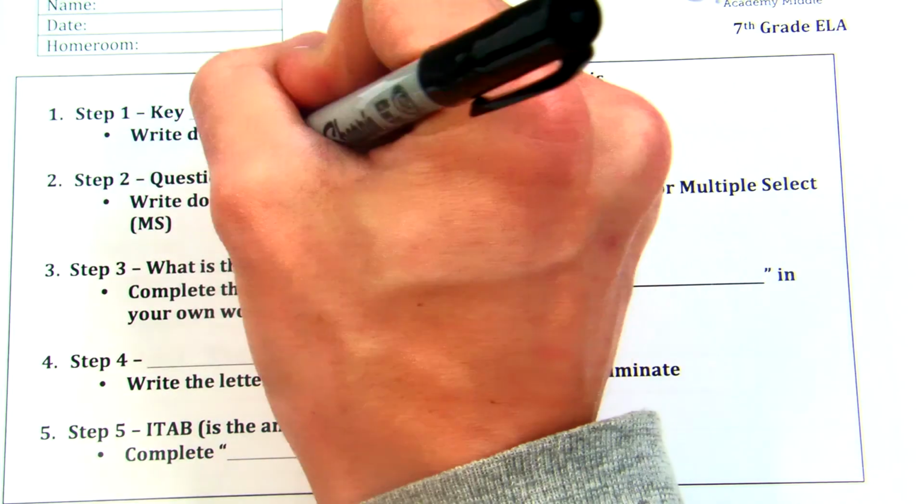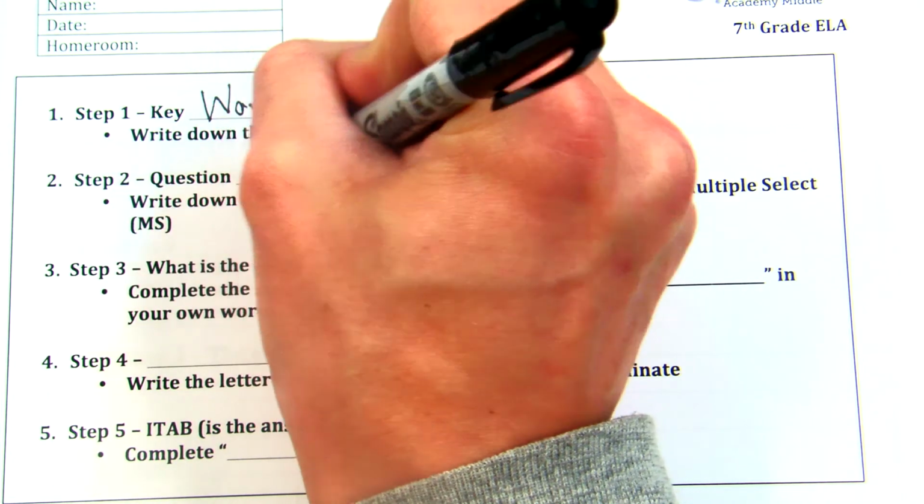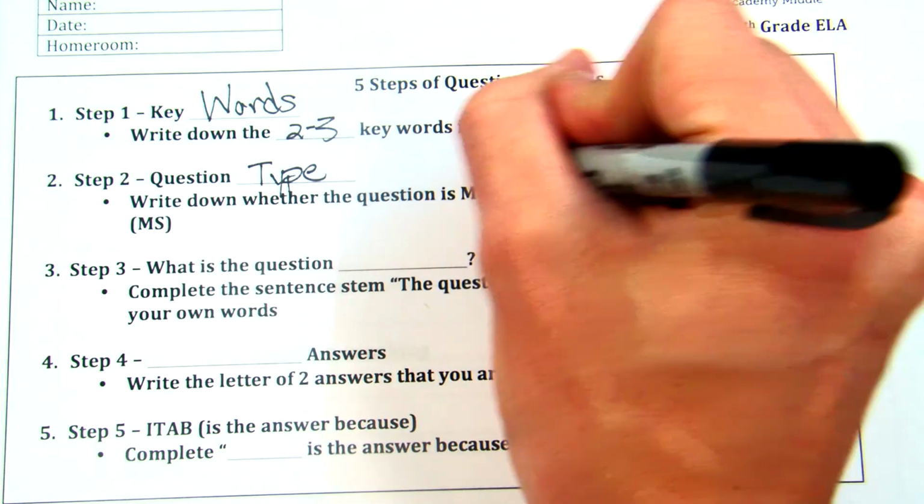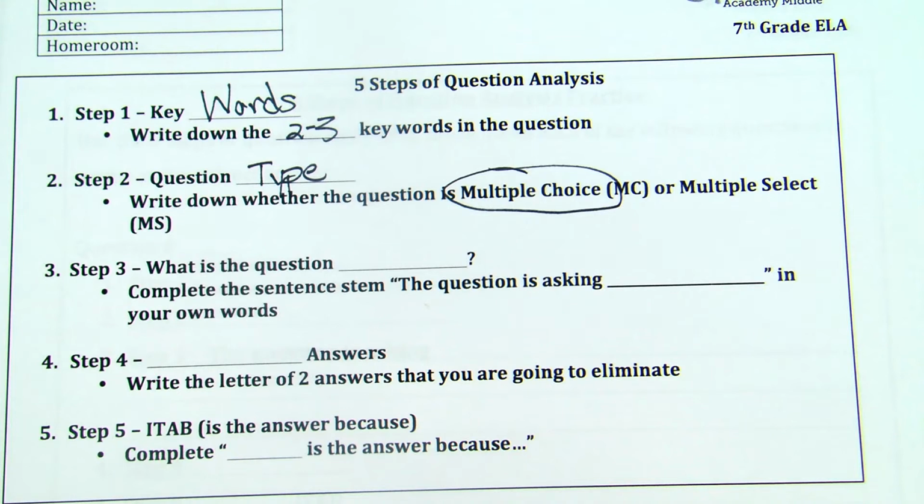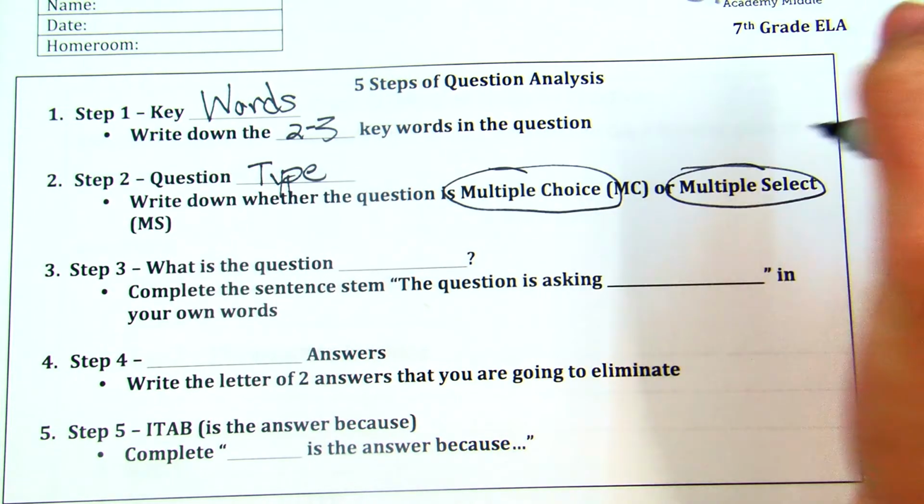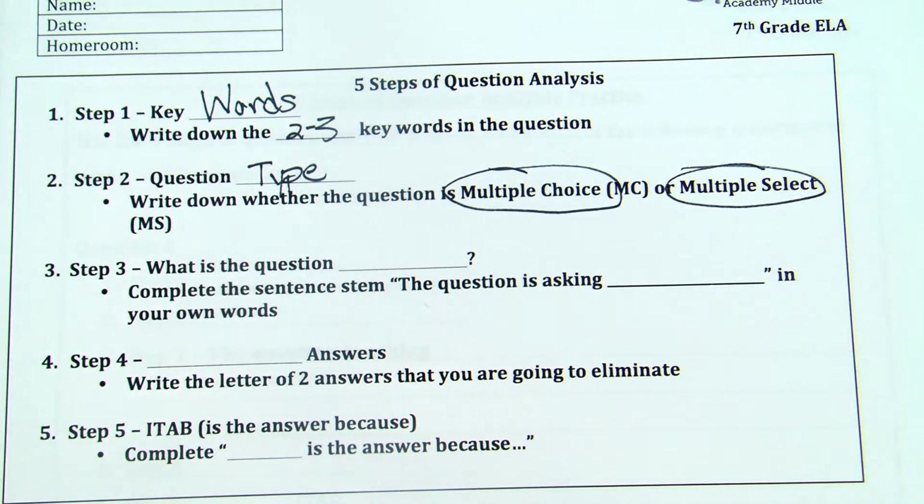Step 2, you need to identify the question type. Basically, is the question a multiple choice question, where it's only going to have one answer, or is it multiple select? So you want to look in the question for those keywords that say, for example, choose 3, choose 2, or select all that apply. Sometimes Ten Ready will be kind of tricky with that.